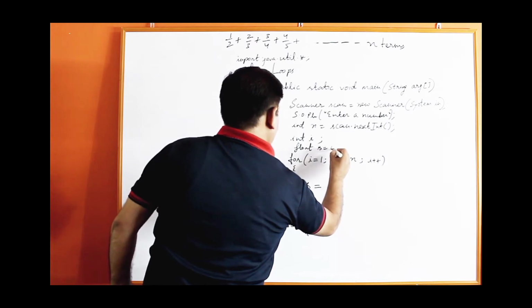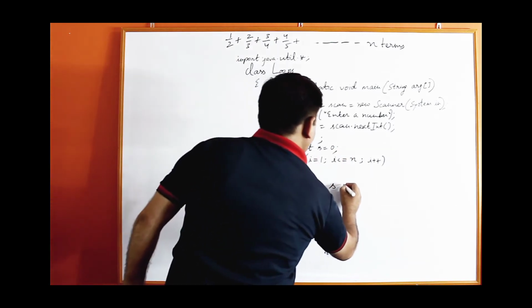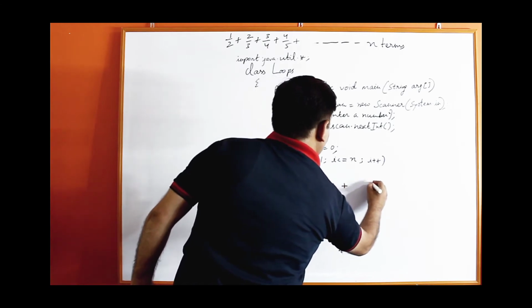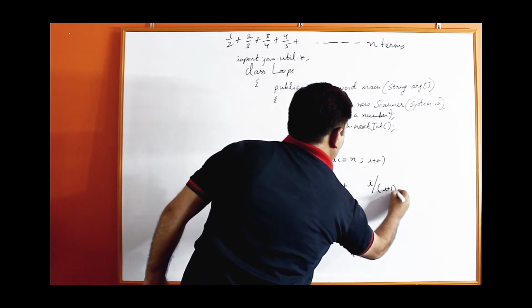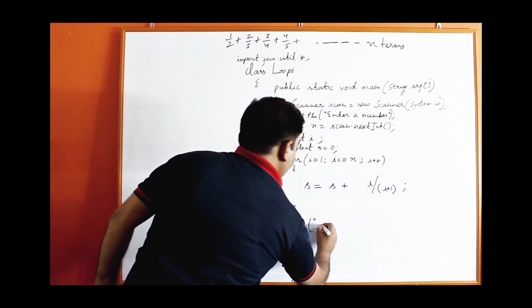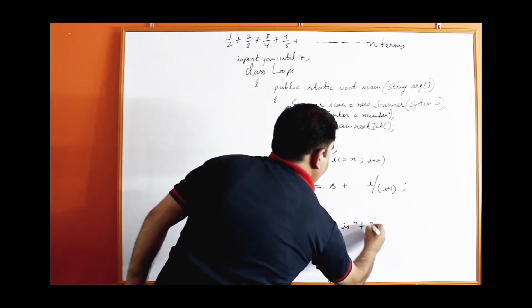Float s equal to 0, and here you have to write s equal to s plus i divided by (i plus 1), and here finally after the loop you can write sum is s.